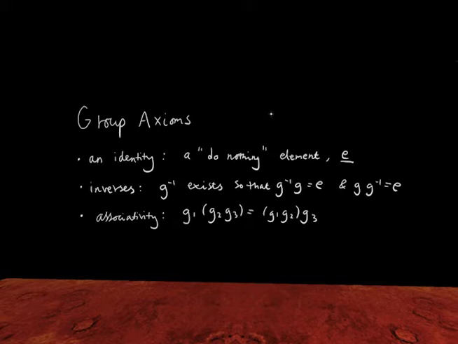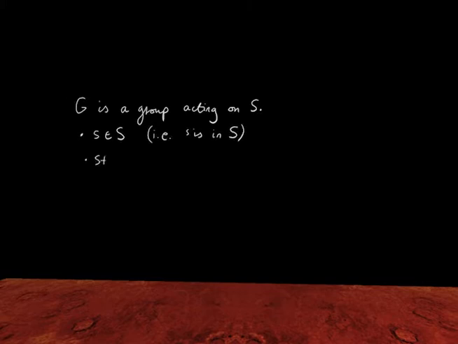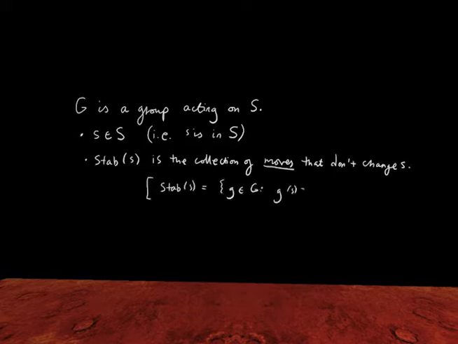Now we're ready to define some new group theory terms. When a group G acts on a set of objects S, and little s is one of the objects, we say that its stabilizer is the collection of moves in the group that don't change it. The orbit of little s is the collection of objects that it can change into when we do any of the moves in G.